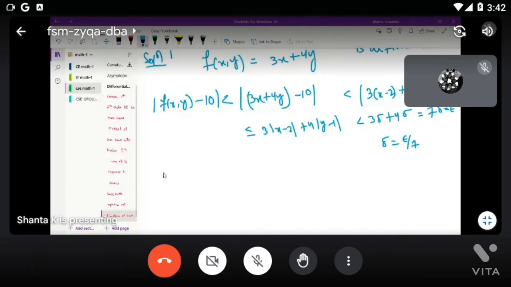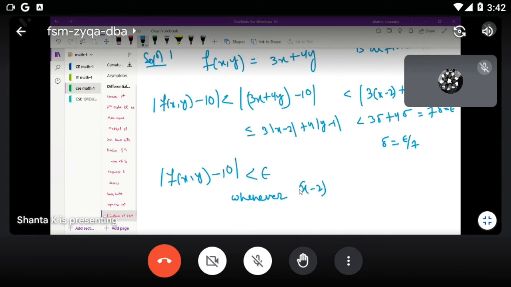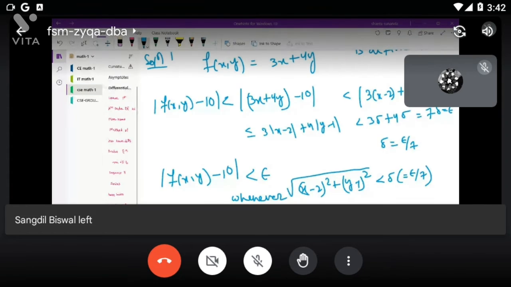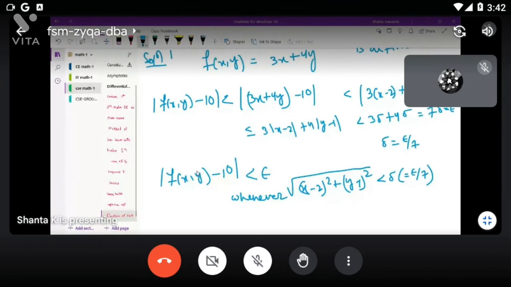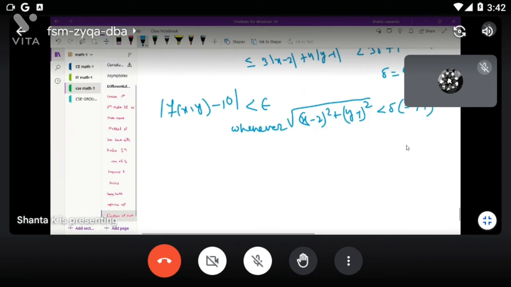So here we can write |f(x,y) minus 10| less than epsilon whenever square root of (x minus 2) square plus (y minus 1) square is less than delta, and you can say this delta is epsilon by 7. And if you consider a very small number epsilon, suppose 0.001, then you can consider one more 0 and add 1, so that will be epsilon by 10. It will be less than 1. Okay. So this is how you can solve.